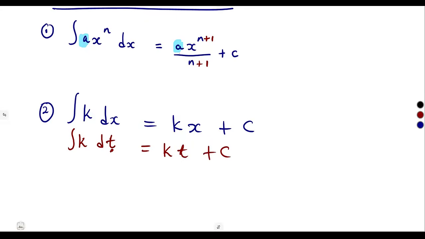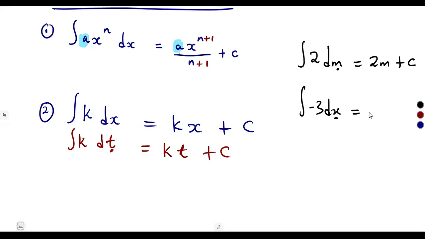This is what I'm trying to say. So if I am given to integrate 2 with respect to m, what am I going to have? The answer is going to be 2m plus the constant of integration. The integral of -3 with respect to x, with respect to what? x. So it's going to be -3, the constant as it is, times x plus the constant of integration.